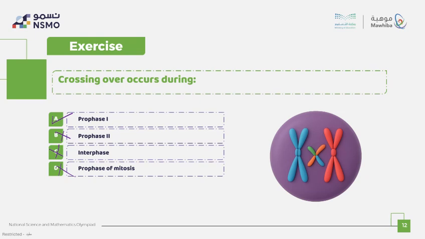Okay, and this image shows two homologous chromosomes crossing and exchanging segments, and different colors indicate the genetic exchange. This process creates a new combination resulting in genetic variation. Be aware that crossing over only happens once in prophase 1 and never repeats in prophase 2. Okay, save this in your mind.